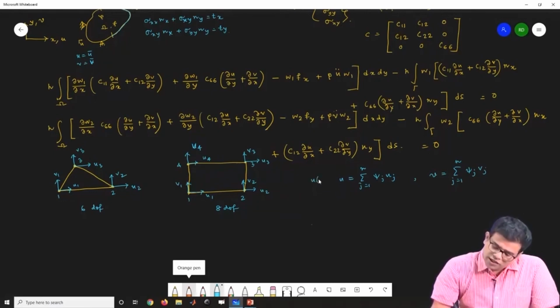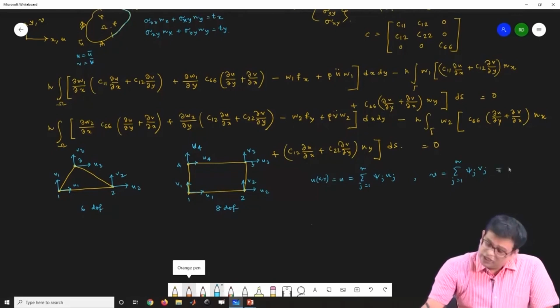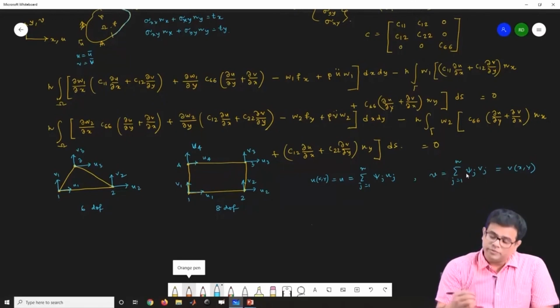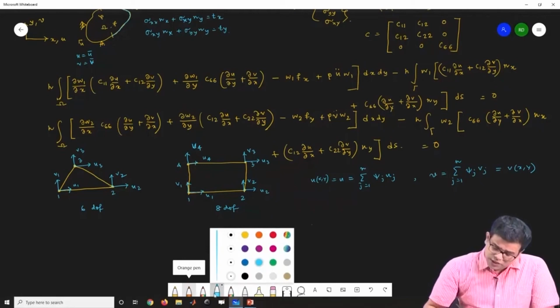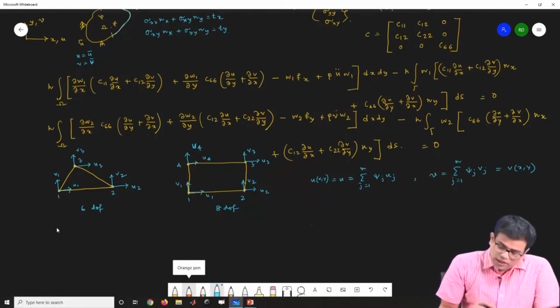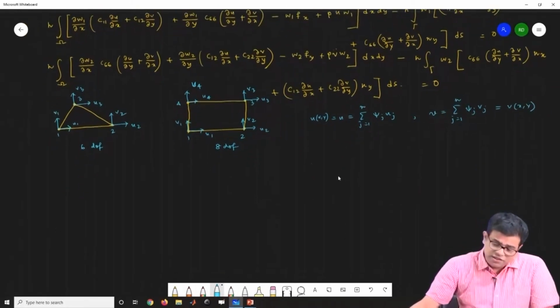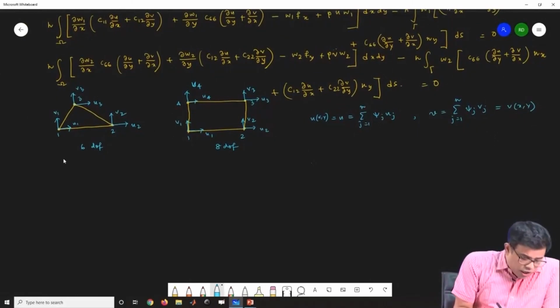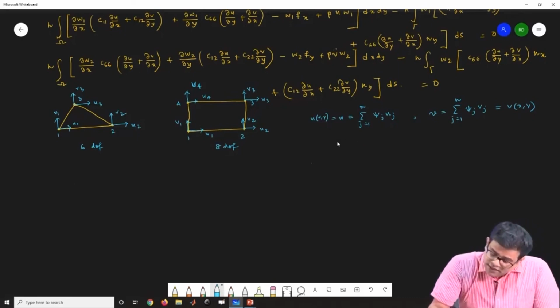That is, u is a function of xy, and in a similar way v is a function of xy. So psi j are functions of xy. For instance, if you want to use the triangular element, then the shape functions, you already know what the psi is for the triangular element, the CST, constant strain triangle.